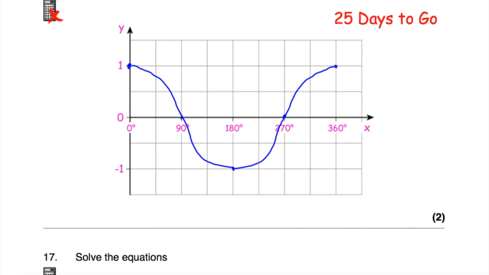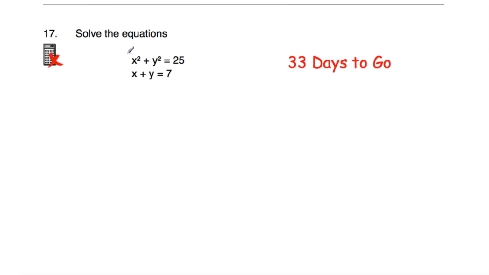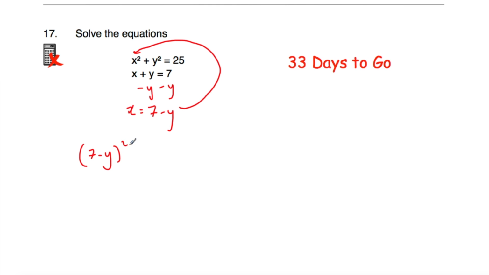Okay, let's look at our next question, question number 17. So question number 17 is nonlinear simultaneous equations. So what we're going to do is, let's make x or y the subject of the second equation. I'm going to make x the subject. So if I take away y and take away y, we would get that x is equal to 7 subtract y. Now we're going to substitute that into our top equation for x. So we're going to substitute it in here. So we're going to get 7 subtract y in brackets squared plus y squared equals 25.